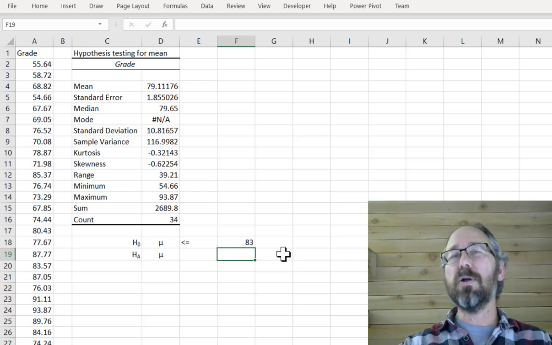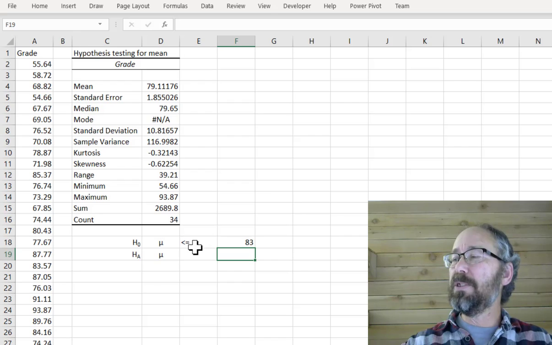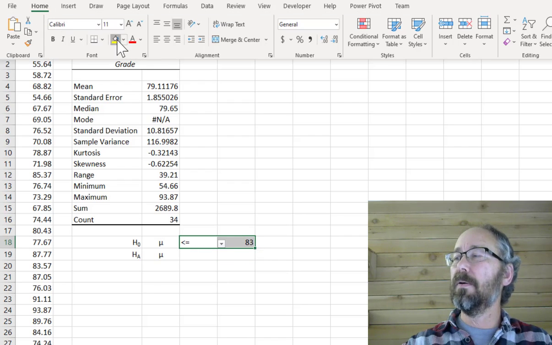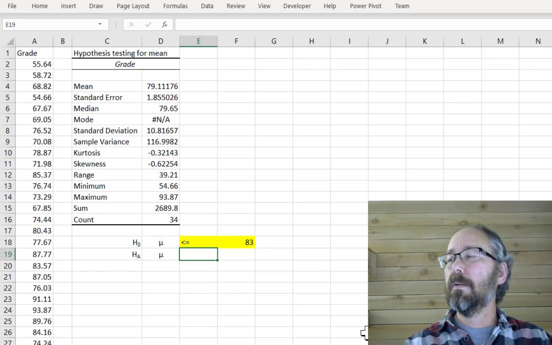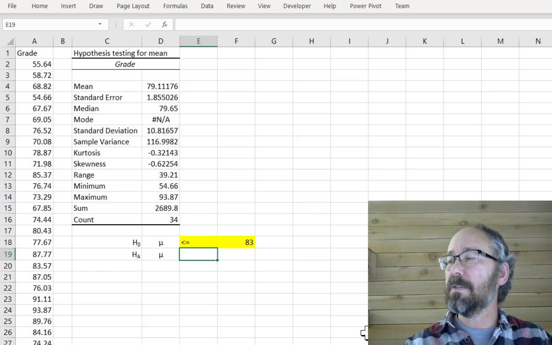Now we need an alternative hypothesis, and the alternative hypothesis can be calculated from our null hypothesis. So we'll be changing these values. So let's put them in yellow. We can use a switch statement here to determine the proper symbol for our alternative hypothesis.